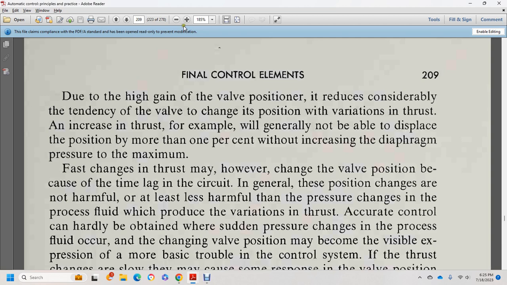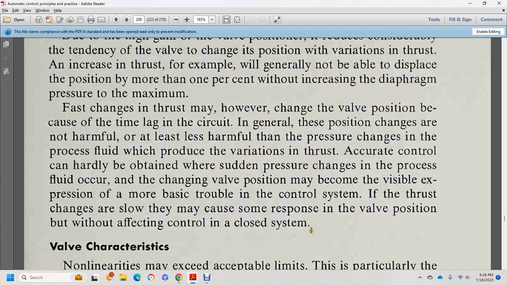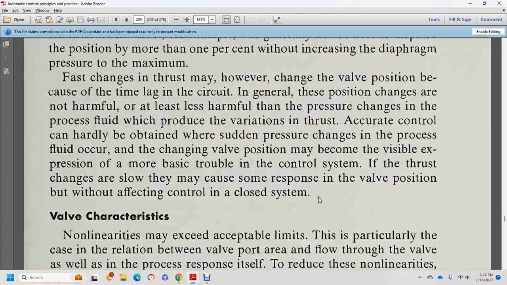Change if it's not harmful, at least harmful, but then the pressure changes in the process flow produce the variation in thrust. The accurate control can hardly keep up with the sudden pressure change in the process fluid, and change in the valve position begins to become visible, an expression of a more basic trouble with the controlling system. If the thrust changes are slow, they may cause some response on the valve position, but without affecting the control of the enclosed system.